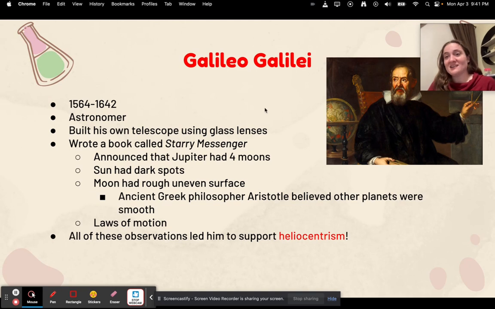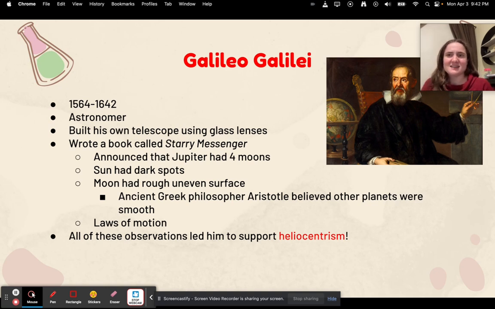All right, so Galileo Galilei. He was from 1564 to 1642. He was also an astronomer. He built his own telescope using glass lenses. And he wrote a book called The Starry Messenger, which is all about his studies in astronomy. In that book, he announced that Jupiter has 4 moons, which today we know is more than just 4. Also, that the sun had dark spots and the moon had a very rough, uneven surface.